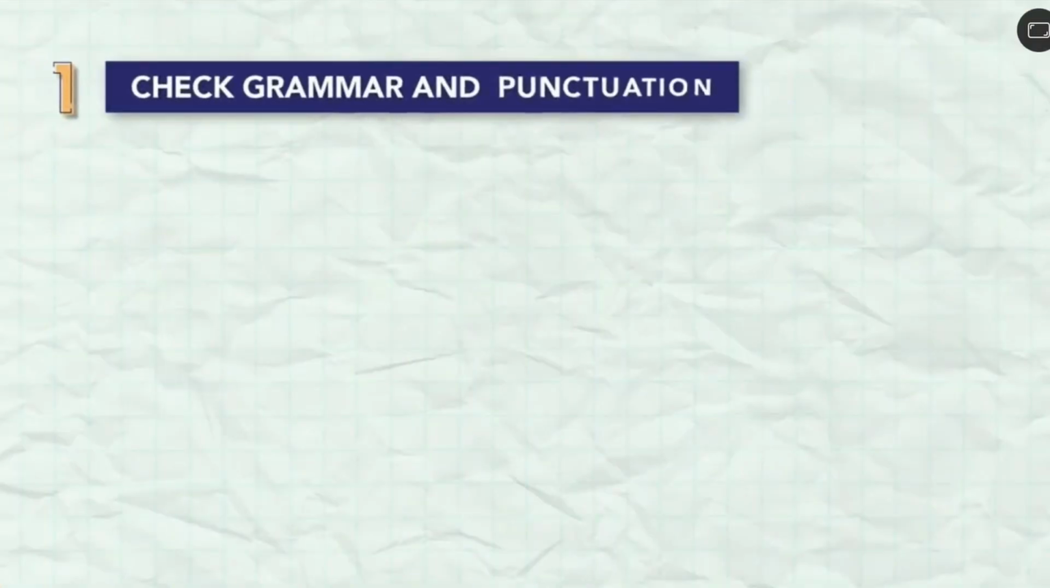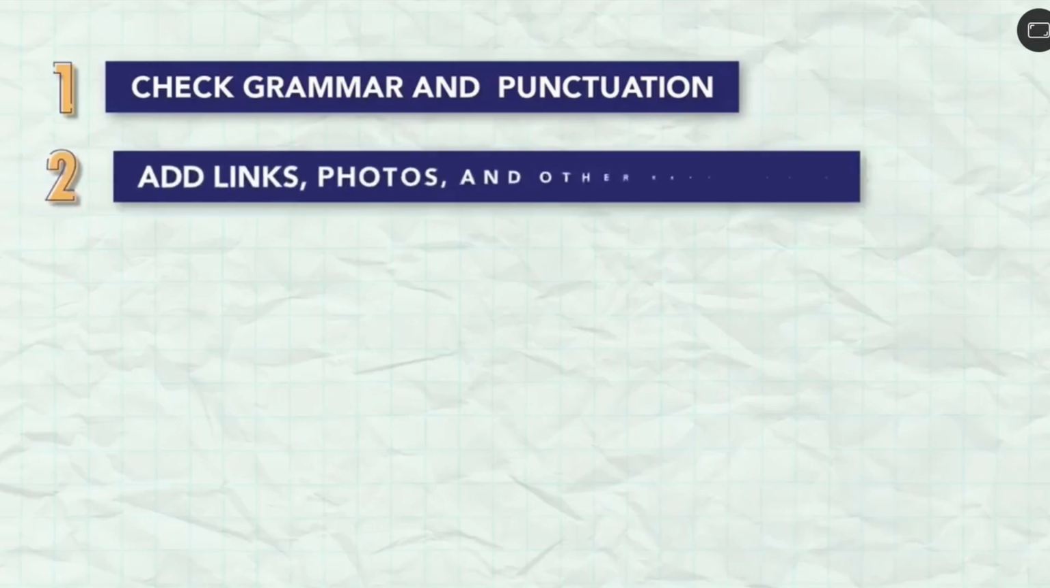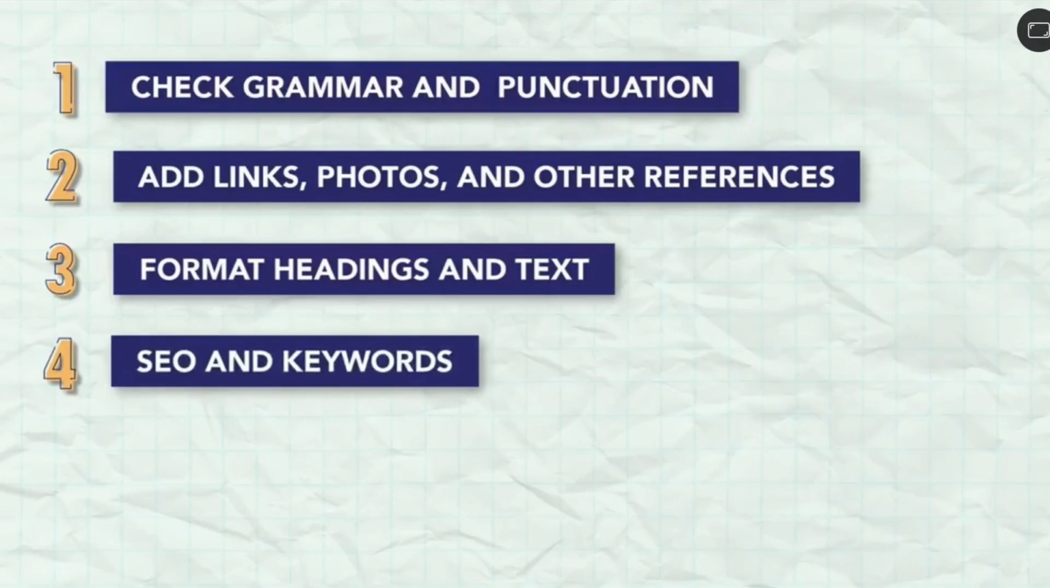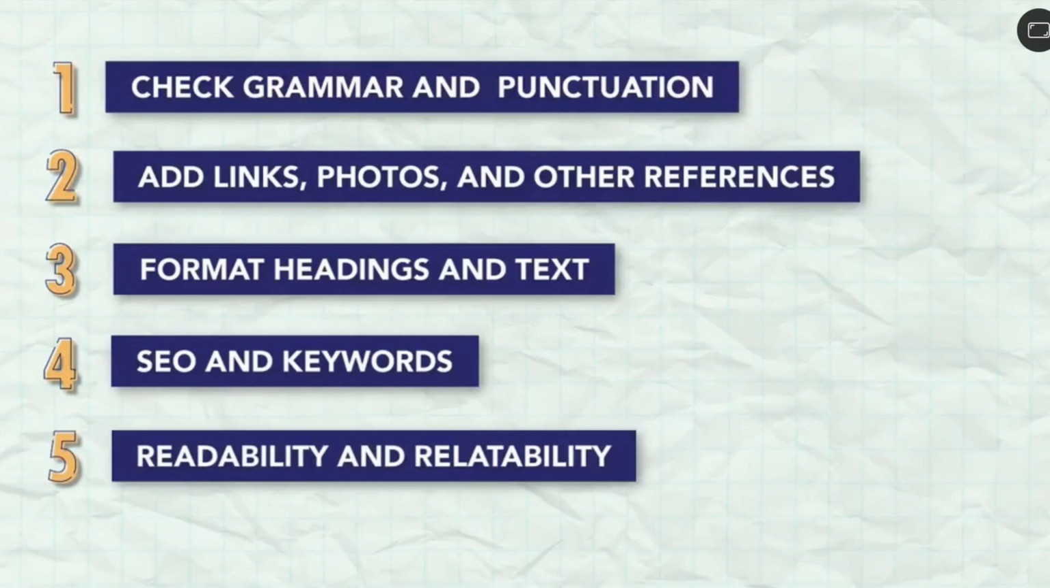Now, there are a few things you need to do when editing your content, including checking for grammar and punctuation, adding links, photos, and other references, formatting headings and other text, so bolding, italicizing, underlining, etc., SEO and mention of relevant keywords, and of course, readability and relatability. Check the description and resource area to see some recommended software and plugins to help you with some of these.